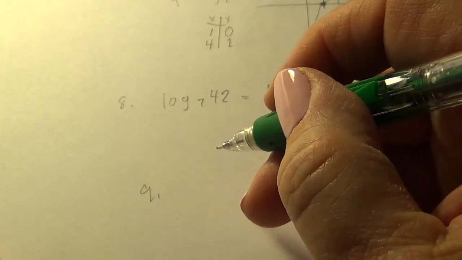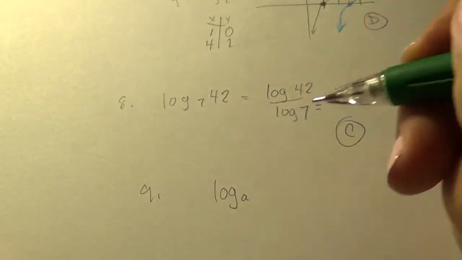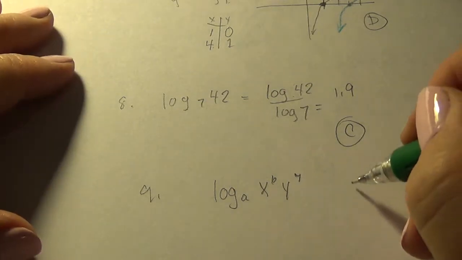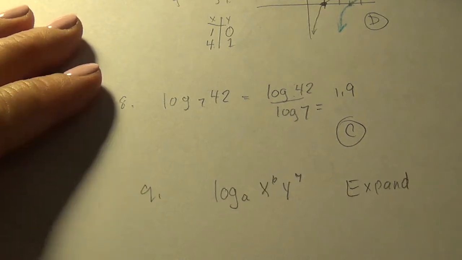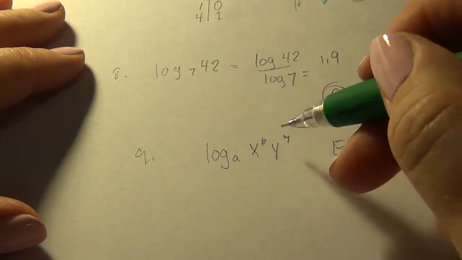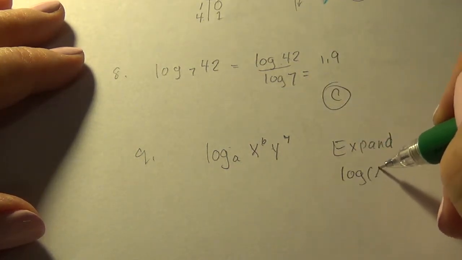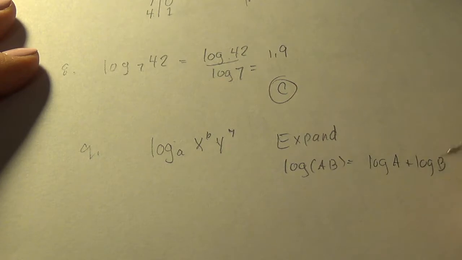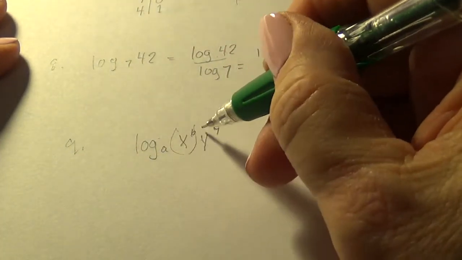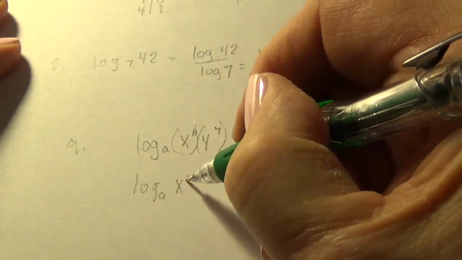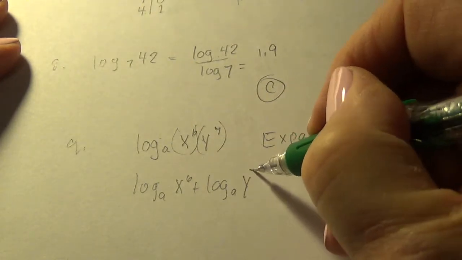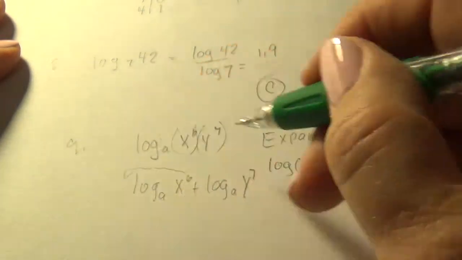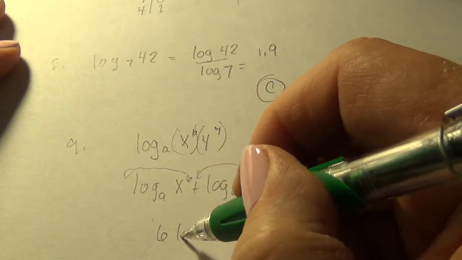All right, so we're using the log rules, and we're going to take log to the base a of x to the 6th, y to the 7th. And we're going to do what we call expand. So we're going to write that so it has no exponents. So in order to do that, we have to remember that the log of two things multiplied is the same as the log of the individual factors added. So we're going to apply this rule of logs to this, and we get log to the base a of x to the 6th plus log to the base a of y to the 7th. Another rule of logs allows the exponent to become a coefficient, so we're going to let those run down in front. And we proved all these log rules earlier.